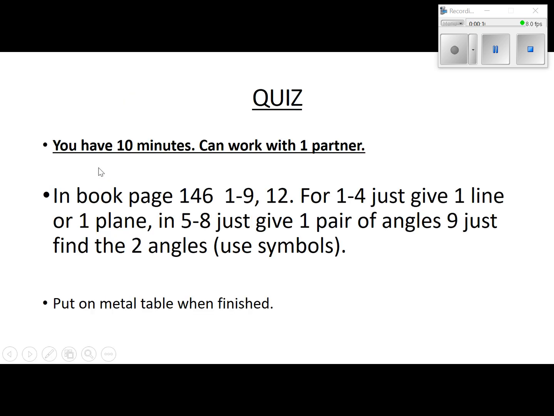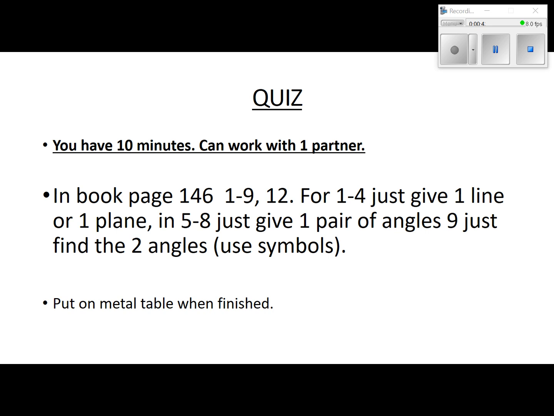On this quiz, you're going to have 10 minutes, so we're going to go to about 9:20, 9:21, somewhere around that area. You can work with a partner, so get with a partner, do it real quickly, because otherwise you won't get finished. Listen closely so that you understand this. It's in the book, page 146, 1 through 9, and 12.